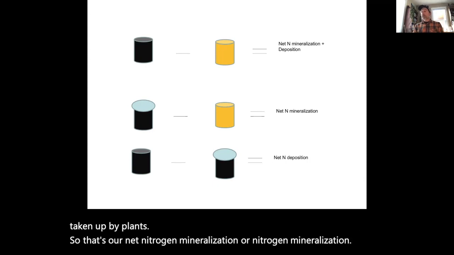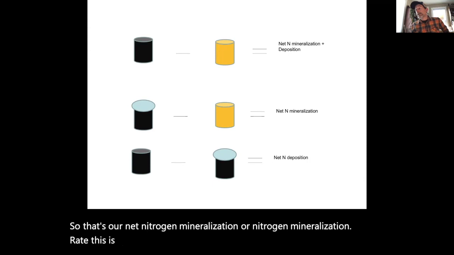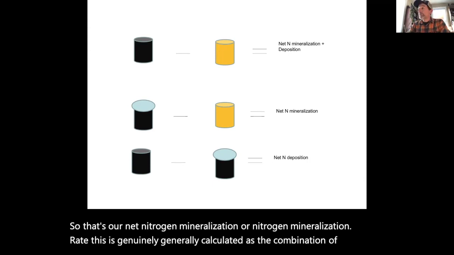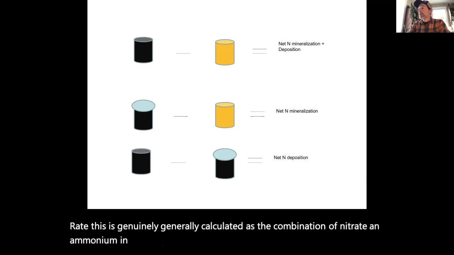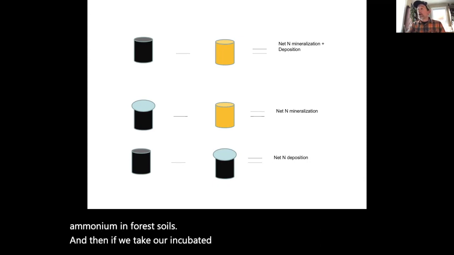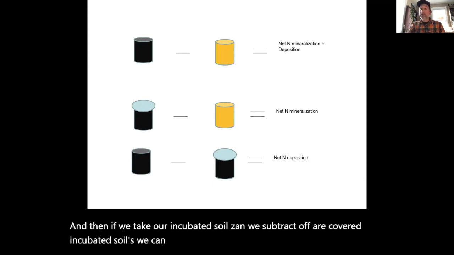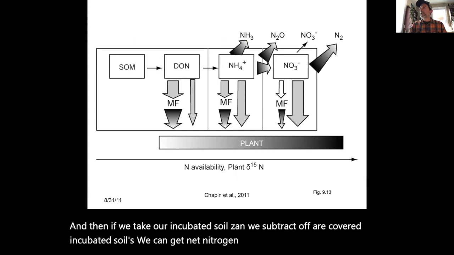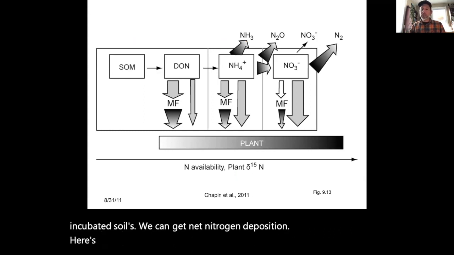This is generally calculated as the combination of nitrate and ammonium in forest soils. And then if we take our incubated soils and we subtract off our covered incubated soils, we can get net nitrogen deposition. Here's yet another way to look at the nitrogen cycle.